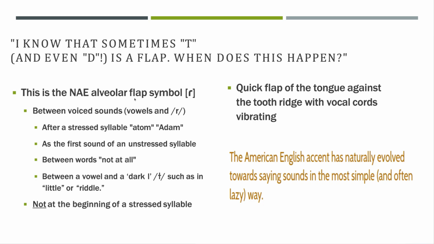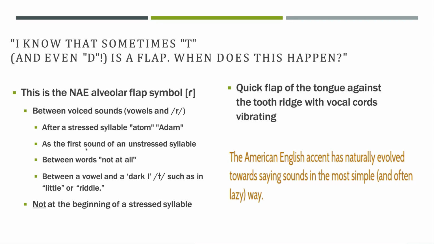When does this happen? Well, this sound, the alveolar flap, needs to occur between voiced sounds, which, as you know, may include vowels, and even the retroflex R. Now, to occur, the alveolar flap should also happen after a stressed syllable. For example, atom and Adam, which are pronounced in the same way, if you noticed. It should also be the first sound of an unstressed syllable.